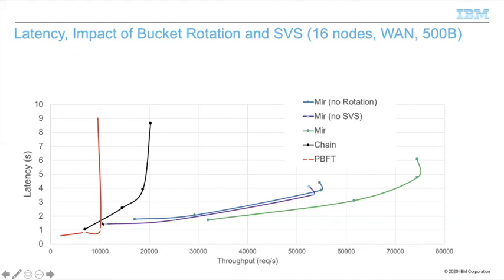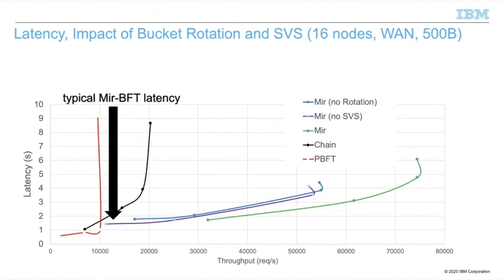So Mir classical latencies, and we typically measure latencies when the system is not in saturation. This is the normal operation point. They are basically between 1 and 2 seconds. For 60 nodes, they're slightly higher for 100 nodes, but still in the order of seconds.